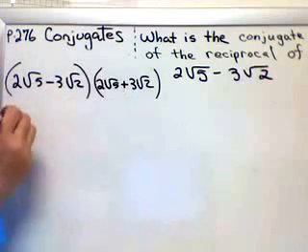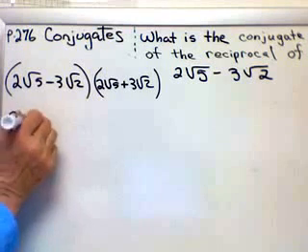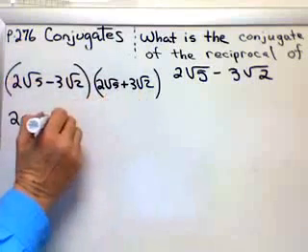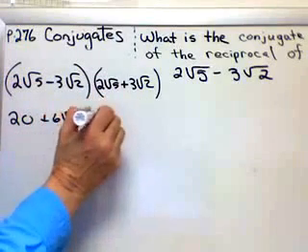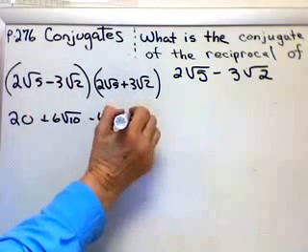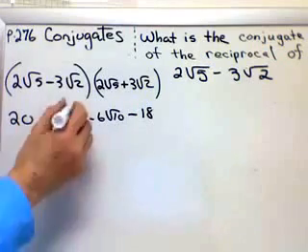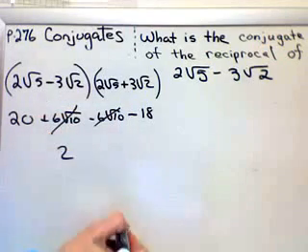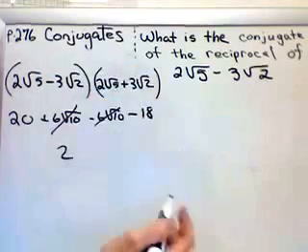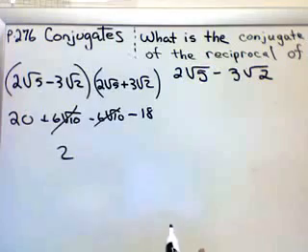2 root 5 times 2 root 5 would be 4 root 25. 4 times 5, 20. All right. And then I get plus 2 times 3 is 6 root 10, minus 6 root 10. I'm multiplying here. And then here, minus 9 times 2 is minus 18. All right, this cancels out. 20 minus 18, I get 2 when I multiply that. So that number was the conjugate. When I multiplied it, I had an integer for an answer. And there we have it.